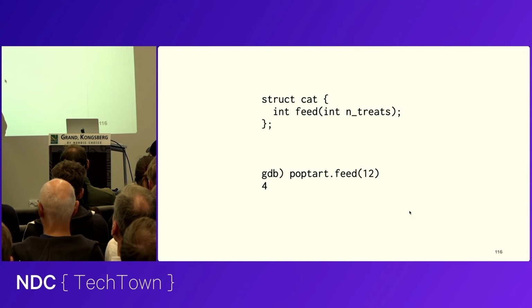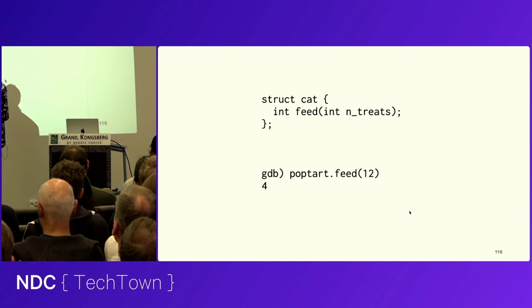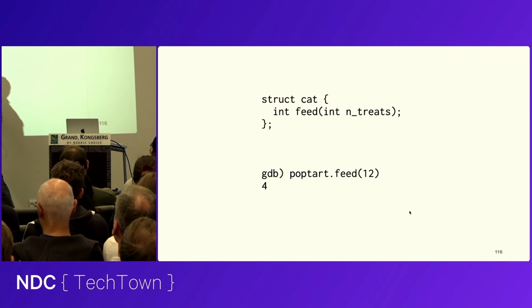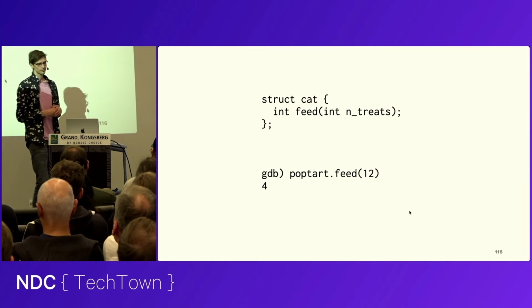Now, importantly, this function might have side effects. Like maybe now Pop-Tart has the status full and will not eat anymore. Maybe it has to now go for a nap, I don't know. But this could change the state of our running program. So we have to actually call this function inside the process that is running. We can't just compile a version and make a fake cat and then call it. We have to do this in the running process.